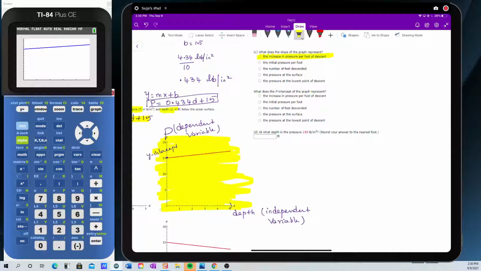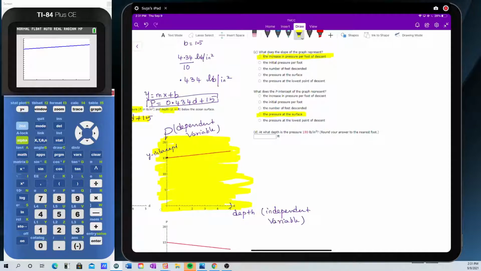Now, what does the p-intercept of the graph represent? The p-intercept is giving you the pressure at the surface, which is this point. It's given clearly that the pressure at the surface is 15. So that is the P-intercept. This would be the correct choice for the second part of C.